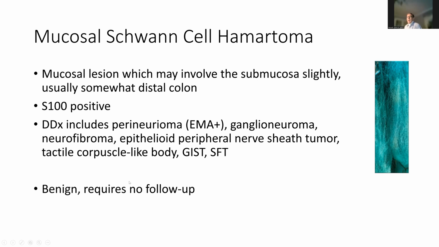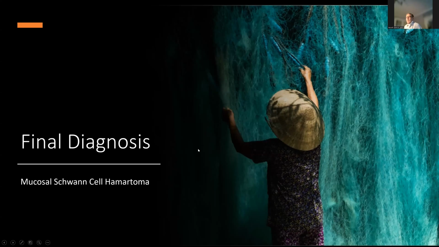And the important thing to note here is that even if you miss this diagnosis, you haven't imperiled the patient. This requires no follow-up. It's a benign lesion and something that's going to have a favorable outcome and not require more frequent screening. So our final diagnosis on this little incidentaloma: mucosal Schwann cell hamartoma of the bowel.